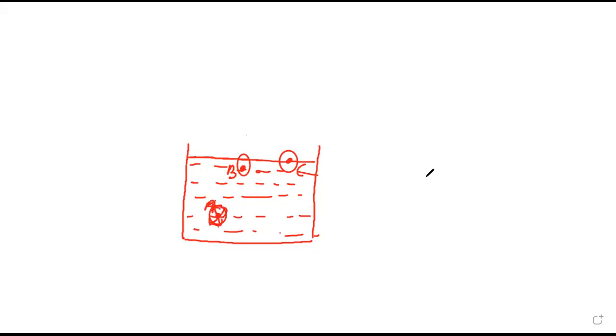Hence, if this is sphere of influence of A completely in the liquid, it will be acted upon by equal and opposite cohesive forces from all the sides. So net force acting will become 0. But sphere of influence of B lies partially in air.